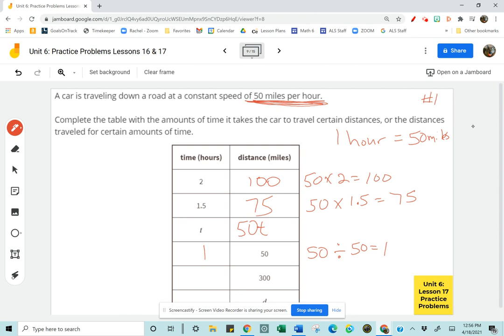We have 300 miles that we want to travel. We're going to have to divide that by the 50 miles that we can cover in 1 hour. That's going to give us 6. And then we have D. Again, they give us that variable, but we know that we are dividing here. So we're going to take our distance, D, and we're going to divide that by the number of miles that we can travel in 1 hour, which is 50 in this case.